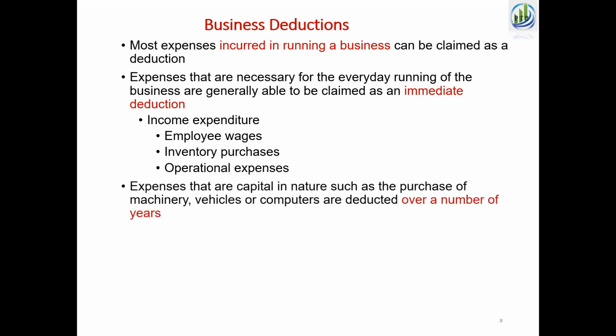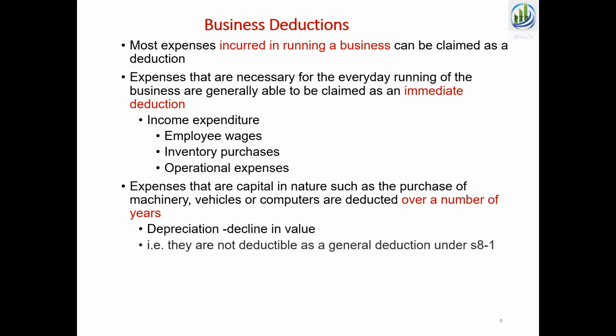The second one: you purchase some item to support the business over a number of years, or more than 12 months, like your machinery, vehicles, computers, land and buildings, this type of stuff. This type of item you cannot deduct immediately. The normal general rule is you must deduct over time. We call that the depreciation method. That may be the diminishing value or prime cost method.